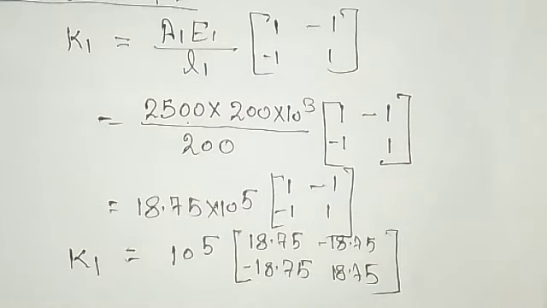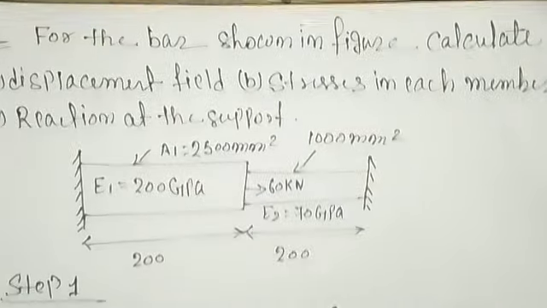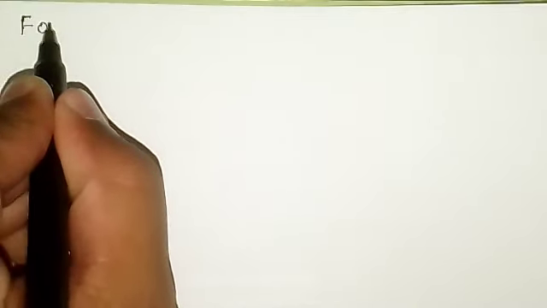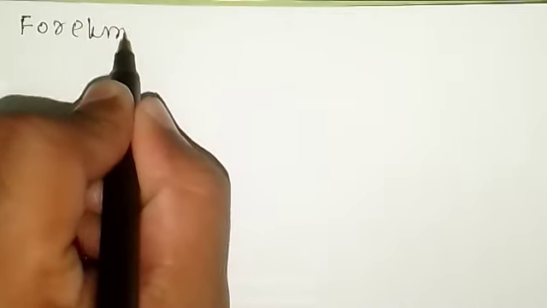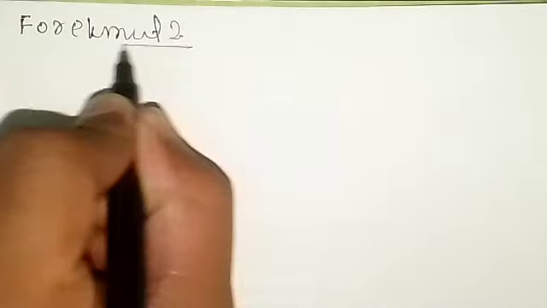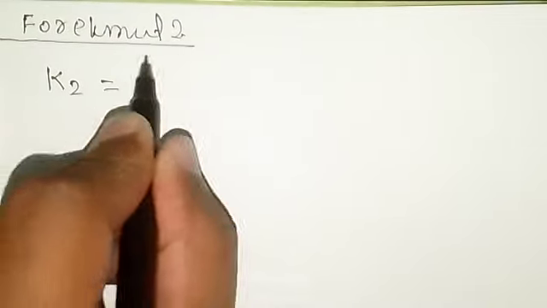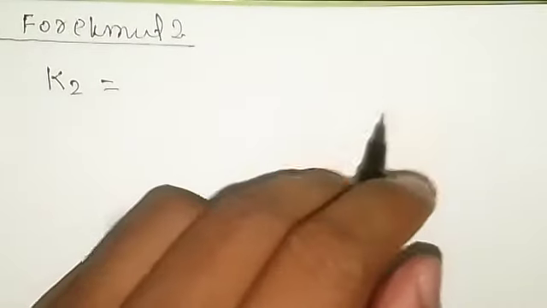So similarly, we'll get the K2. So let's see that. So here we go. Now we can write for element 2, right? For element 2, K2 is equal to A2 E2 by L2, times the matrix 1 -1, -1 1.